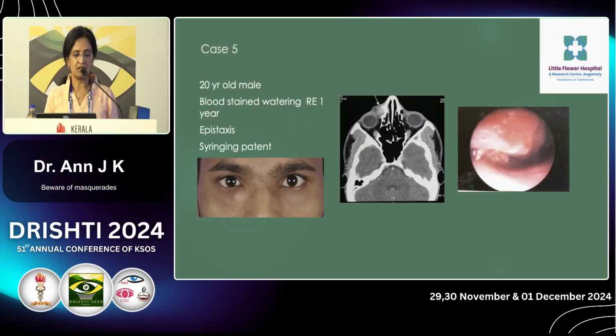This patient is a Bengali worker, a 20-year-old male, who came with blood-stained watering in the right eye, along with epistaxis. Again, syringing was patent, and the CT scan showed some irregular mass in the sac area. Because he was complaining of epistaxis, I referred him for an ENT consultation. The ENT surgeon told me that the nasal mucosa is involved with rhinosporidiosis. These are the white spores of the rhinosporidium. So it was a case of nasolacrimal rhinosporidiosis.